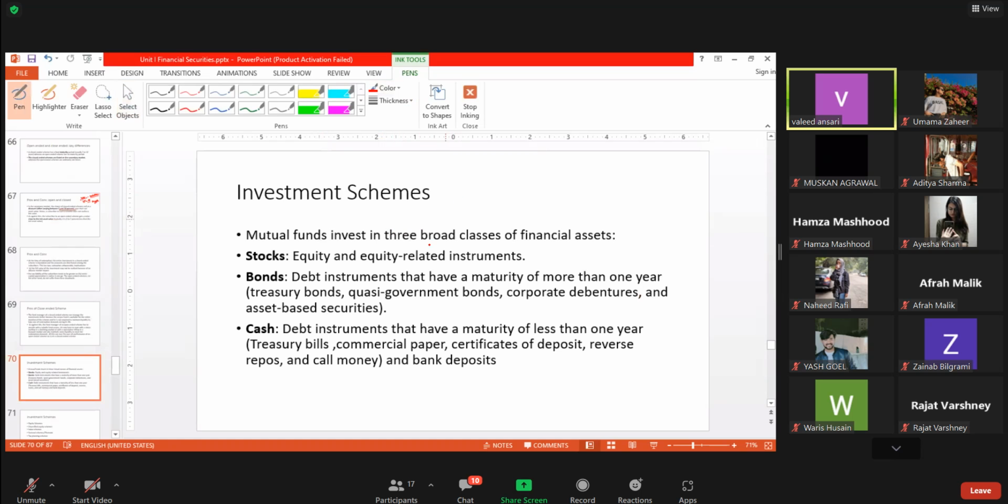Now, various types of mutual fund schemes are there. Some mutual fund schemes may be based on stocks and equity or equity related investment. Their predominant investment is equity or equity related. And some are fixed income, like bonds, debt instruments, and some cash, any very liquid type, with a maturity of less than 1 year. When I use the word cash, I mean treasury bills, commercial paper, certificates of deposit, reverse repo, call money, and bank deposit. They are very liquid, short-term money. So based on this, various permutations and combinations of funds may come in.